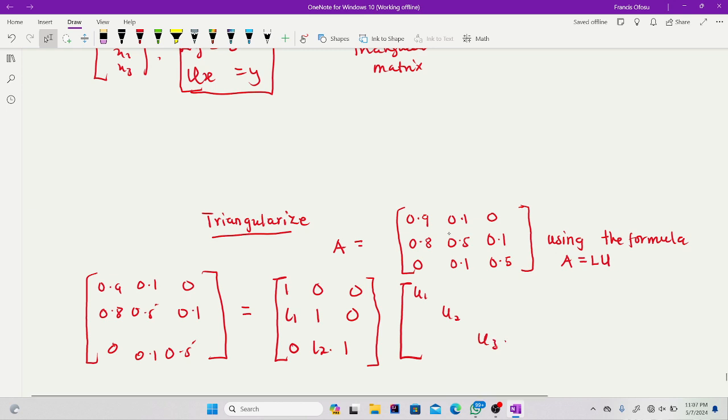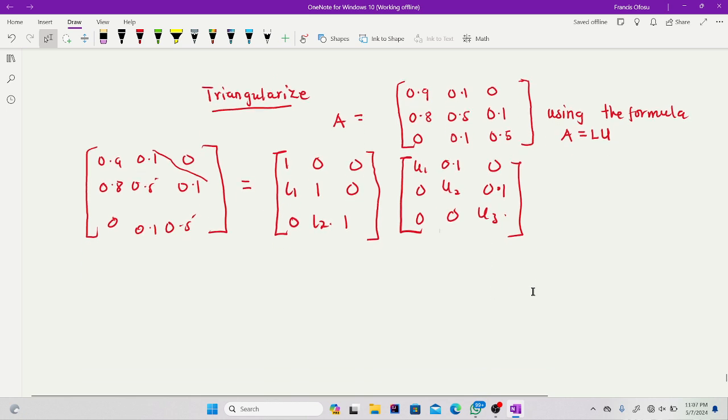Then right here are my elements. So I'll just take these elements and I'll write them. I'll have 0.1 here, then I'll have 0. Then this side becomes 0.1, right? Then right down here, everything turns 0. So I have 0, 0, and 0. So now I have been able to decompose this into the LU form, but I still have some unknowns. So the next thing to do is to remove all the unknowns and replace them with the corresponding values, okay?